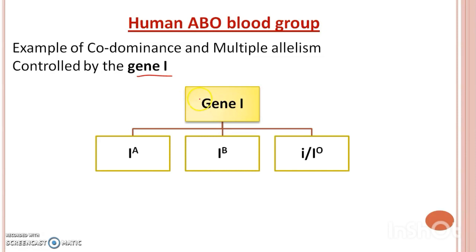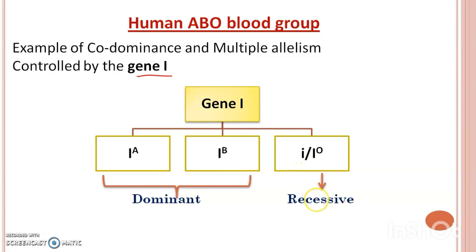Okay, this gene I has three alleles, IA, IB and IO, which can also be represented as small i. IA and IB are dominant over IO, which is the recessive allele. And in an individual only two of these alleles can be present.